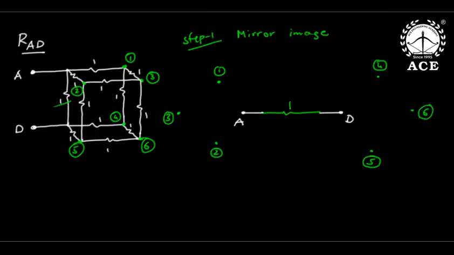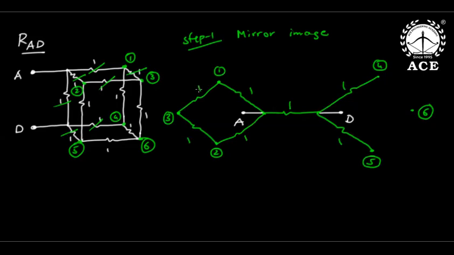Now let us see. A to 1 is 1, A to 2 is also 1. Very good. Then D to 5 is 1, D to 4 is 1. This is also done. Very good. Then 3 to 1 is 1, and 3 to 2 is also 1. Very good.